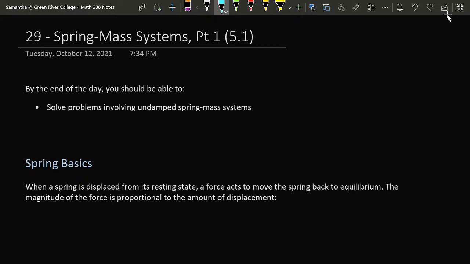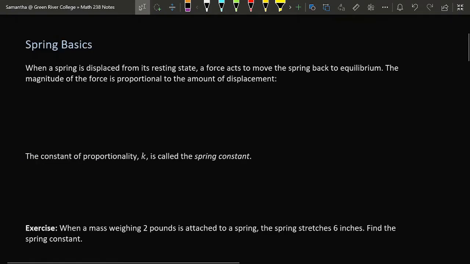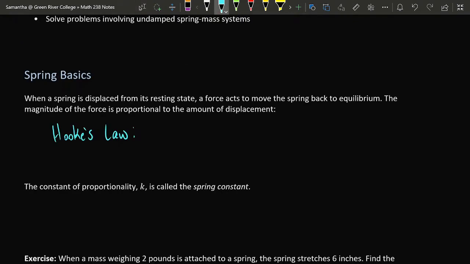Today we'll focus on spring mass systems which are represented by homogeneous ODEs, and tomorrow we'll talk about some slightly more complicated spring mass systems which are represented by non-homogeneous ODEs. Now, when you're working with a spring, one of the fundamental laws that governs the behavior of a spring is Hooke's law. Hooke's law gives you a relationship between the magnitude of a force which is applied to a spring and the amount by which that spring is either compressed or elongated.